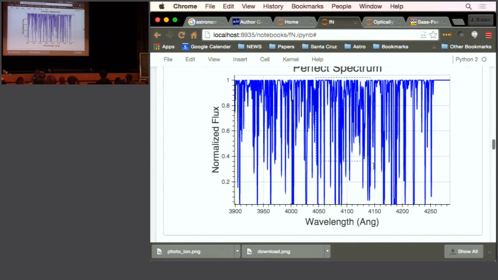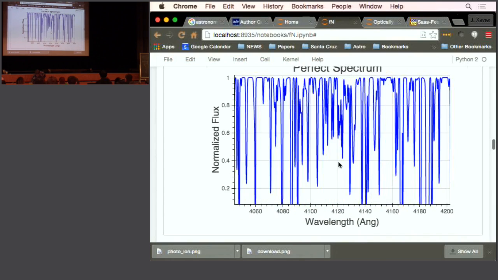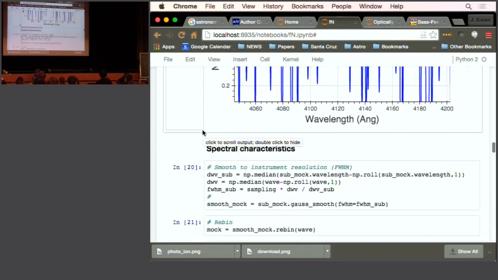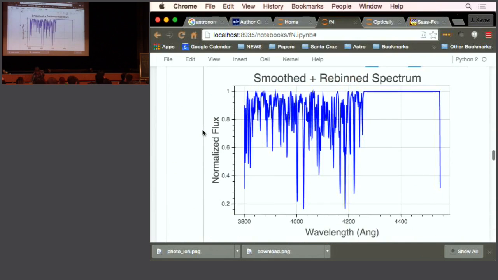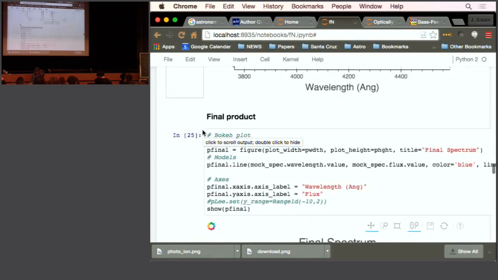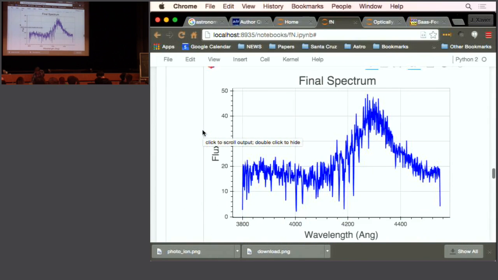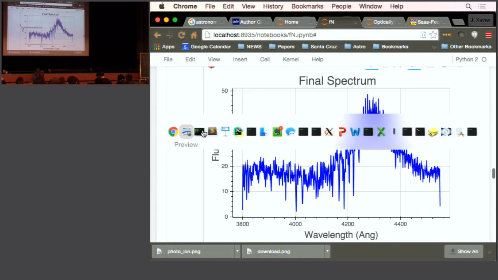You might struggle to tell the difference between that and real data, except for the fact that it's perfect signal to noise. And then you can add in all the spectral characteristics you're interested in: resolution of the instrument, signal to noise of the instrument, and I go through that there in a bit, and even an SED for the quasar. Fine.